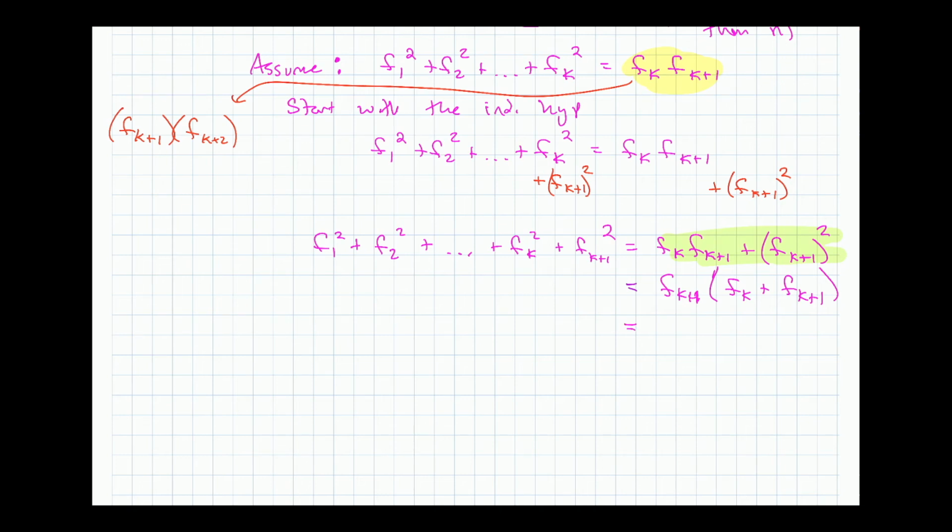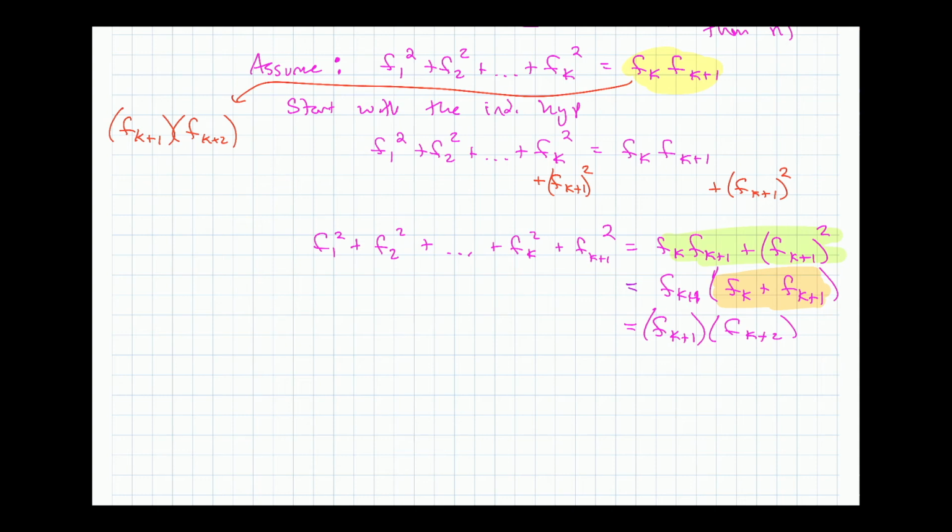And then what I would do is I would look at this right here. That's unfortunate highlighting. Hold on. I would look at this right here, fk plus 1, and I would say, well, what's fk and fk plus 1? That's two consecutive Fibonacci numbers, right? So when you add fk and fk plus 1 together, you're going to get fk plus 2. So that's going to be fk plus 1 times fk plus 2. And that's actually exactly what we were trying to get to.